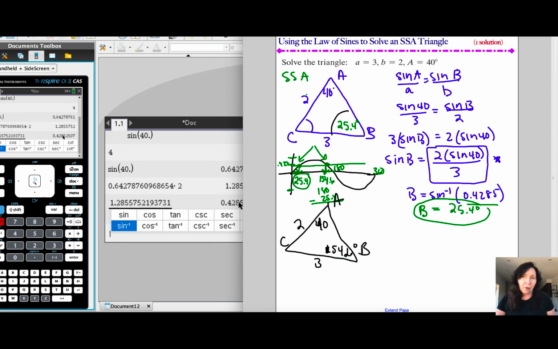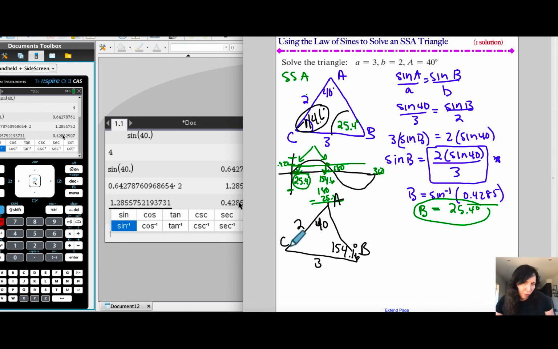Now, this particular problem is only going to have one solution, even though it does look like I have two triangles. But think about this. What's the measure of angle C? The measure of angle C for the first triangle is, remember, the sum of the triangle's angles adds up to 180. So it's going to be 180, subtract 40, subtract 25.4, and I end up getting 114.6. So this angle right here is 114.6 degrees. That's one.